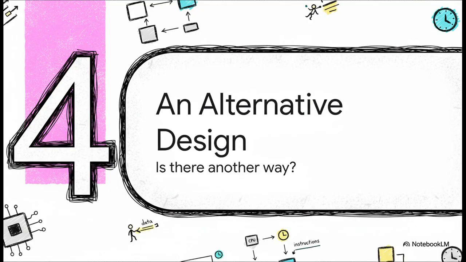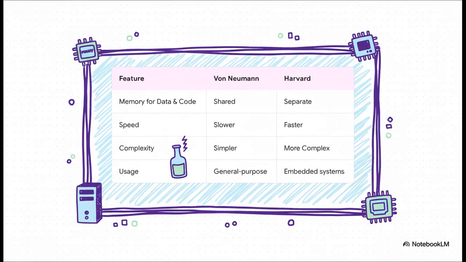Okay, so with this big bottleneck issue, you've got to wonder, is there another way to do this? And the answer is yes, there is. Let's take a quick look at the main alternative design. The other big player is called the Harvard architecture, and its solution to the bottleneck is pretty simple, actually. It just builds two separate roads. Instead of one shared memory for everything, Harvard has a separate memory for instructions and another separate memory for data. With two paths, the CPU can grab both at the same time.